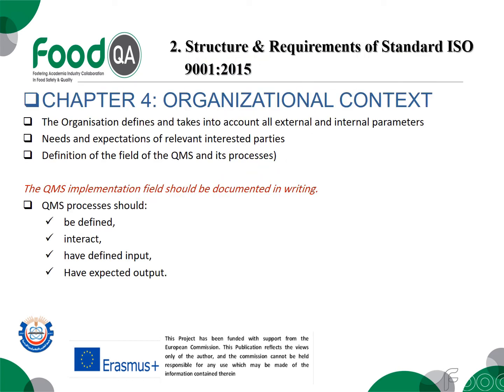Let's start with chapter 4, which is the standard for organizational context. The organization defines and takes into account all external and internal parameters, needs and expectations of relevant interested parties, and the definition of the field of the QMS and its processes. The QMS implementation field should be documented in writing. The following quality management processes should be defined, interact, have defined input, and have expected output.